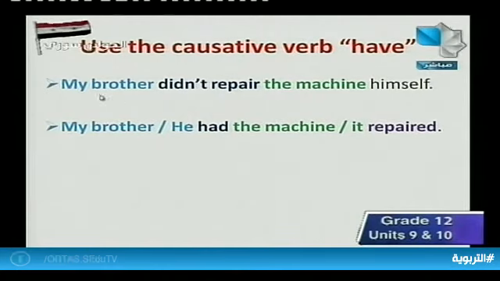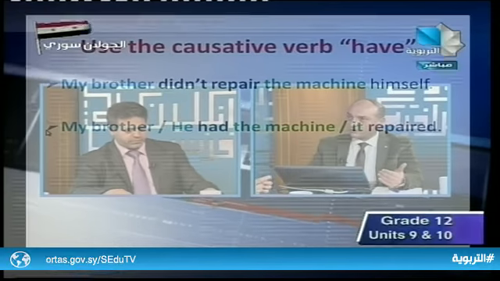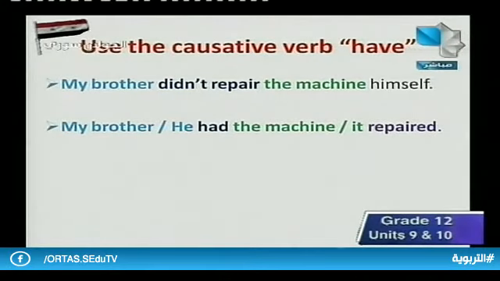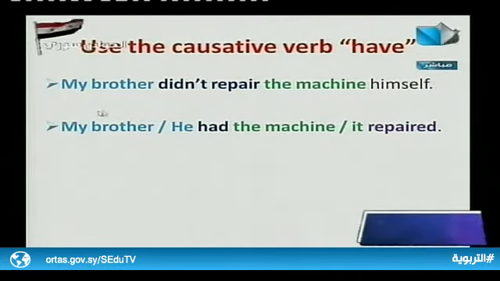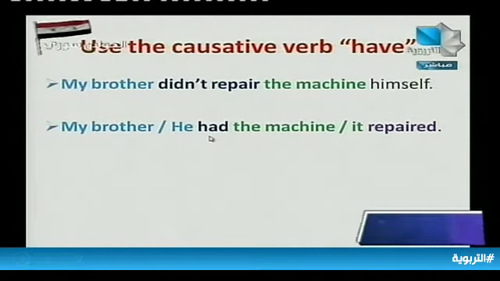Because the sentence here is negative, my brother didn't repair the machine himself, someone else did. It means he asked someone to do it for him. So when we want to use the causative, we need to use it in the positive form, not in the negative form. When the sentence is negative, we use the positive. And we need to use the verb have in the same tense as the sentence. Didn't repair is the simple past negative, so we need to use the simple past of have in the positive form, which is had.